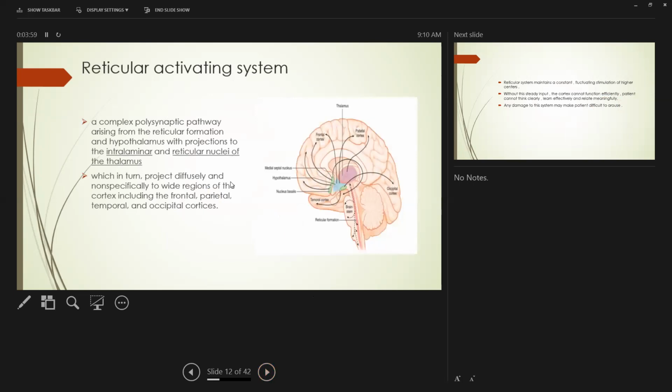From the reticular formation arises the reticular activating system. This is a complex of polysynaptic pathways arising from the reticular formation and hypothalamus with projections into the intralaminar and reticular nuclei of the thalamus. These nuclei of the thalamus further project diffusely and non-specifically to wide regions of the cortex like the frontal, parietal, temporal, and occipital cortex.